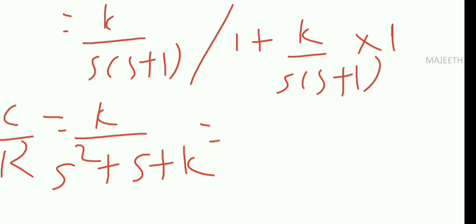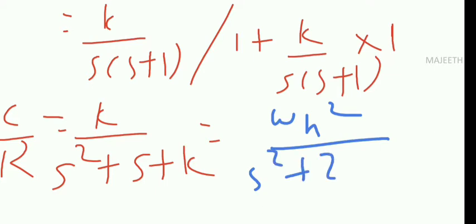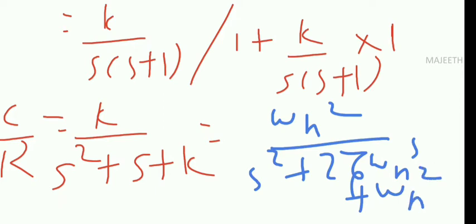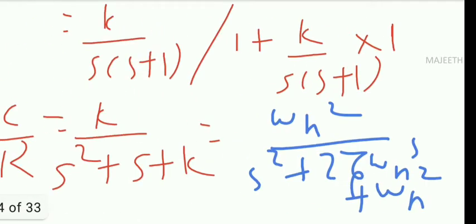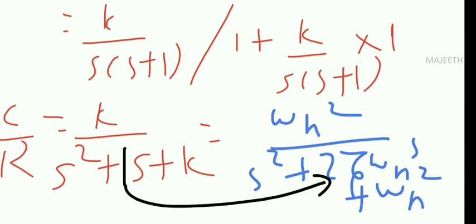But the general equation for a second order system is omega n square divided by s square plus 2 zeta omega n s plus omega n square. Now we compare the left hand side with the right hand side. They told it is critically damped. For a critically damped system, zeta is equal to 1. Comparing, 2 zeta omega n is equal to 1. This is coefficient 1, this is 2 zeta omega n, and omega n squared is equal to k.